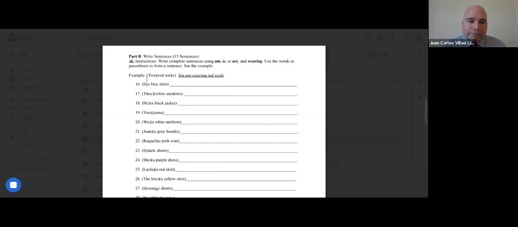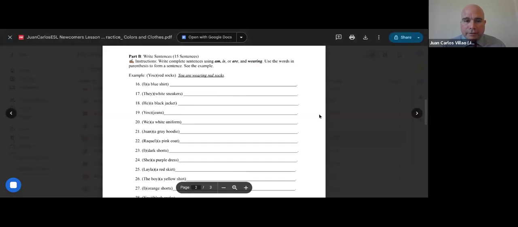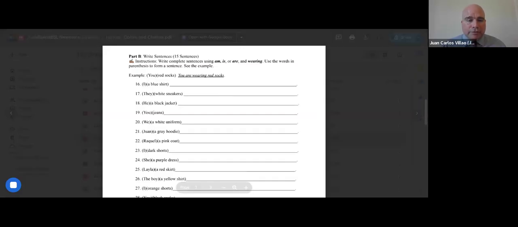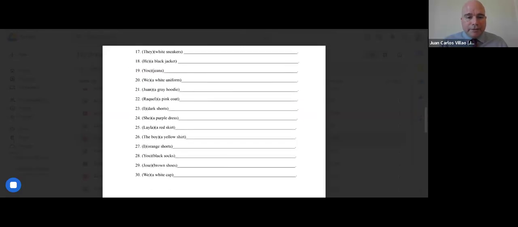Entonces, en el primer paréntesis es el sujeto de la oración. En el segundo paréntesis es el predicate, como decir, el complemento de la oración. Es la segunda parte de la oración que va a estar en el segundo paréntesis. Y juntos con el be verb am, is, or are, y también el verbo progresivo wearing, van a formar una oración completa. So you'll be writing a complete sentence for numbers 16 through 30.